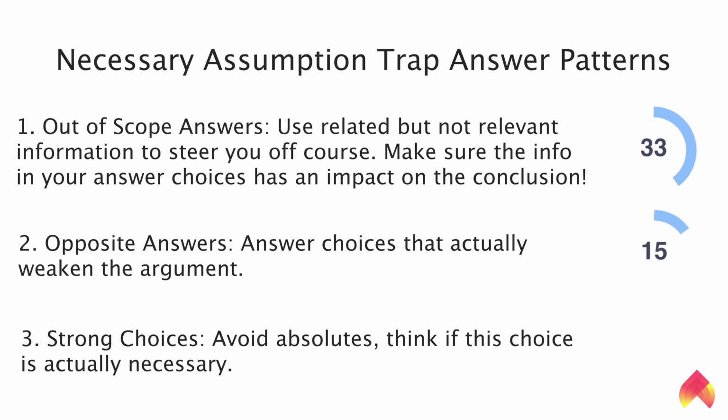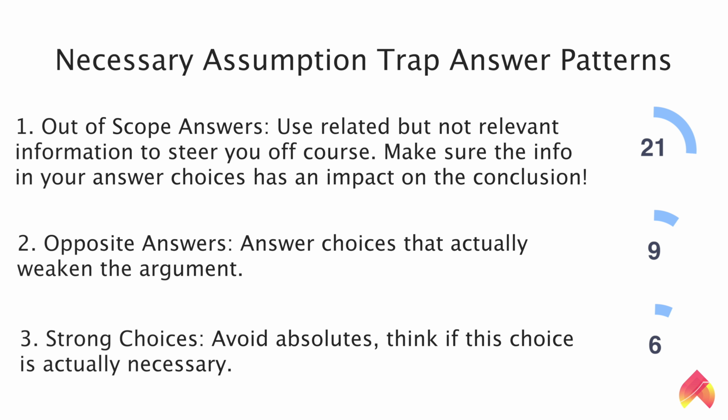Lastly, we have answer choices that are just way too strong. These typically deal with absolutes or extremes. You're going to very rarely have a necessary assumption answer choice that has an absolute, especially if your argument doesn't feature absolutes. And so absolutes make up roughly 5 to 10% of necessary assumption trap answers.